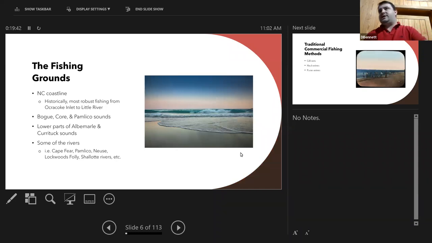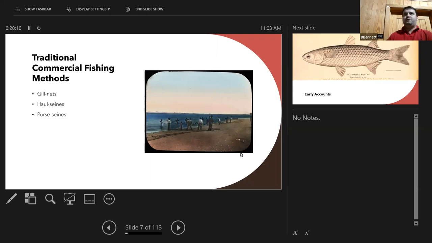The fishing grounds tend to be all along the North Carolina coast, but historically, the most robust fishing has happened between Ocracoke Inlet and the border of South Carolina. There's also been heavy fishing done within the main sounds in North Carolina and along some of the key rivers. The most traditional historic forms of fishing for mullet in North Carolina have been gillnets, haul seines, and purse seines. For this talk, I'm primarily going to focus on the haul seines and purse seines, but I will discuss the gillnets somewhat.